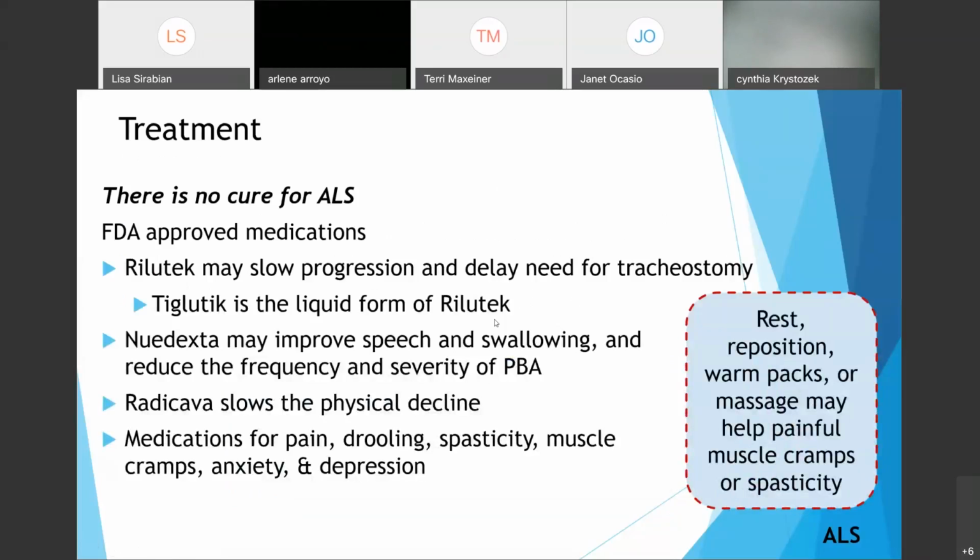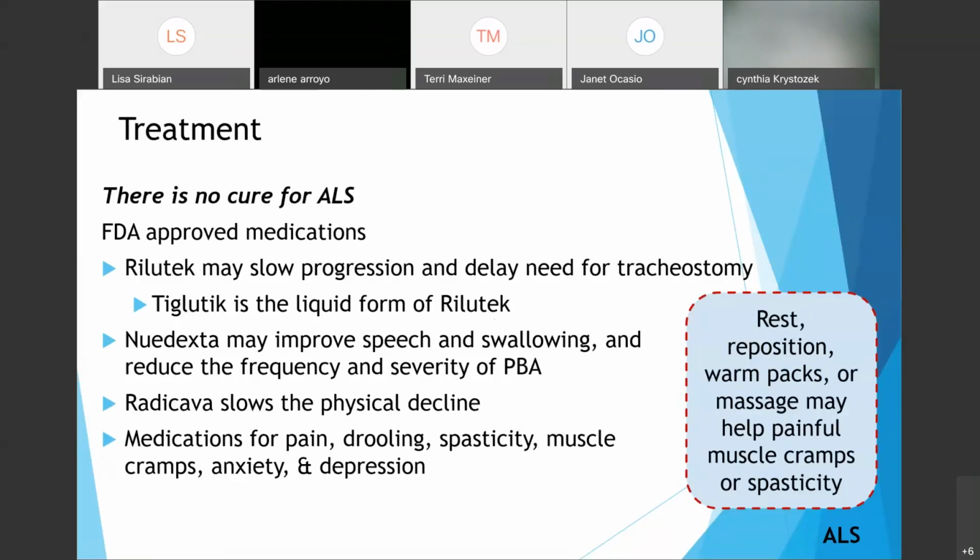So there is no cure for ALS. There are a few medications on the market, but truly it's buying a little bit of time typically. Of course, we will try them. The person may respond very well. They may slow the progression, may delay the need for the tracheostomy, may improve the speech and swallowing. They are FDA approved, they are on the market, they should be given their due diligence. But truly, it's not like with MS where we've got someone that we can really modify that disease.